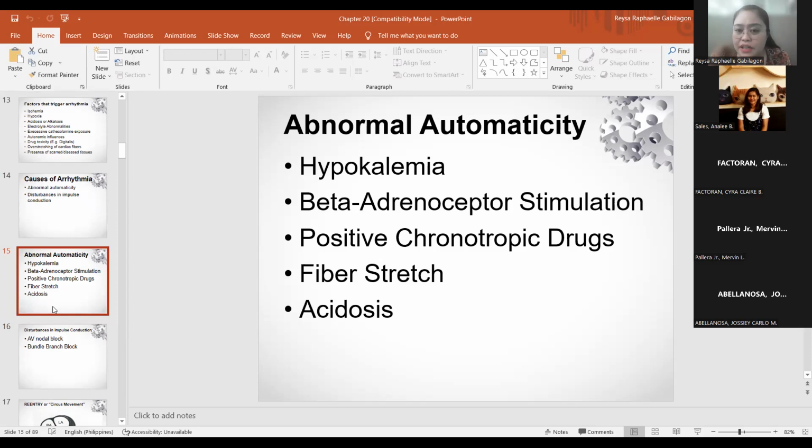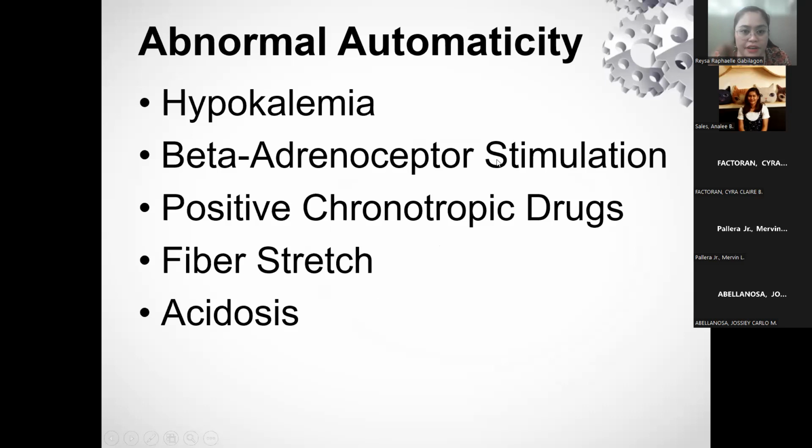Remember, when you say chronotropic drugs, they can increase our heart rate, just like our beta agonist. So definitely these two are connected. Ayan, these two are connected, beta adrenergic receptor stimulation and positive chronotropic drugs. Also, fiber stretch for our heart muscle. Pag there will be stretching of the heart muscle, and acidosis.